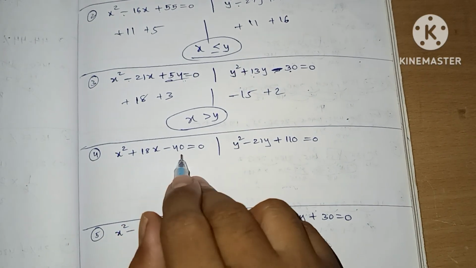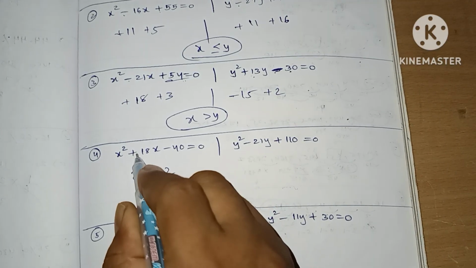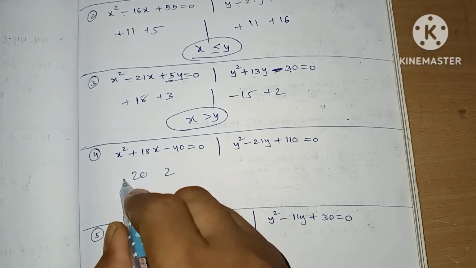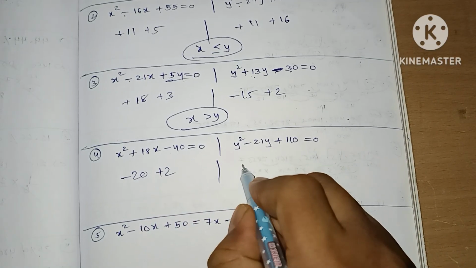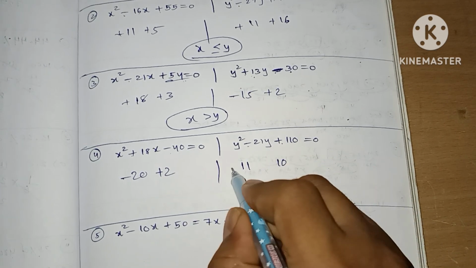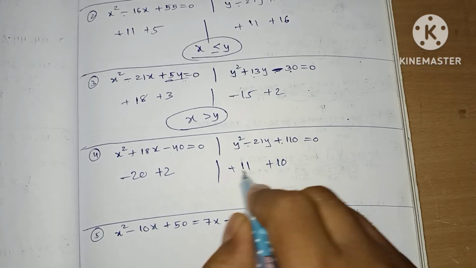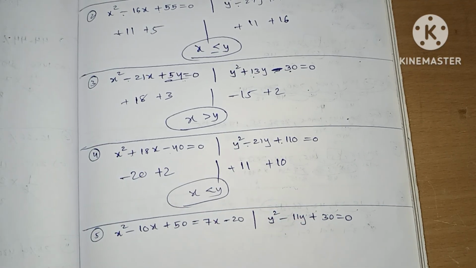Next, 40. 22 times is 40 and we got 18. Plus and minus means minus and plus. 110 means 11, 10 times. Minus and plus means plus and plus are the roots. Now by comparing these two, it is clear that x is lesser than y.